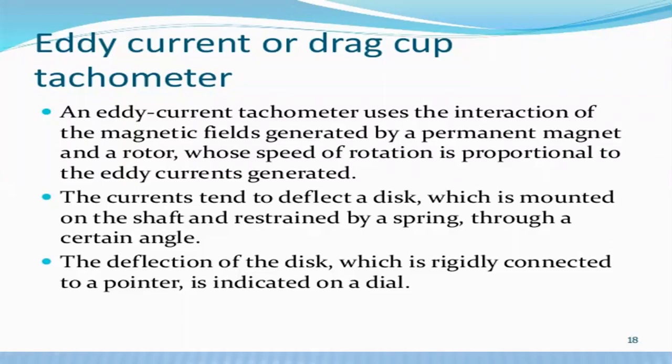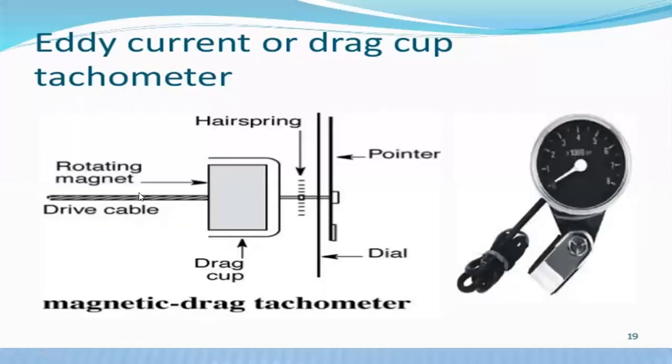So the shaft is rotated, and the connected magnet also rotates, and it generates an electromotive force. Then the currents tend to deflect a disc which is mounted on the shaft and is restricted by a spring through a certain angle. So the current flows through the deflection disc, which is arranged on the shaft and with a drag cup.